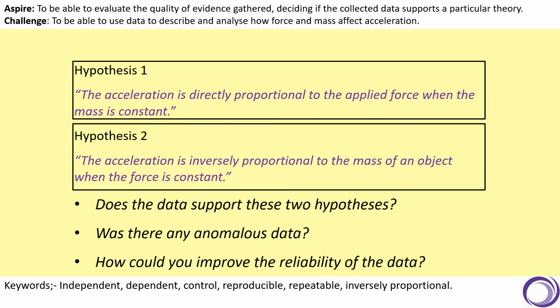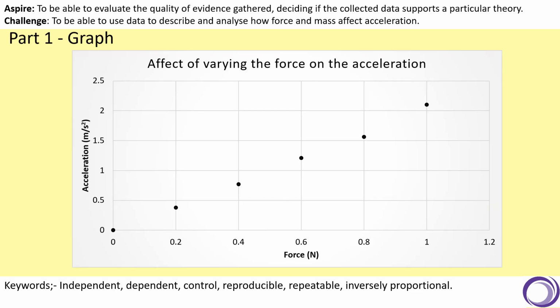Let's go back to the first question then. Does the data support these 2 hypotheses? So there's part one. From that we can see how the force affects the acceleration. So we know that that was a best fit straight line. So we put a straight line through it. Now, because that's a straight line that goes through the origin, it is directly proportional. So that does support the hypothesis.